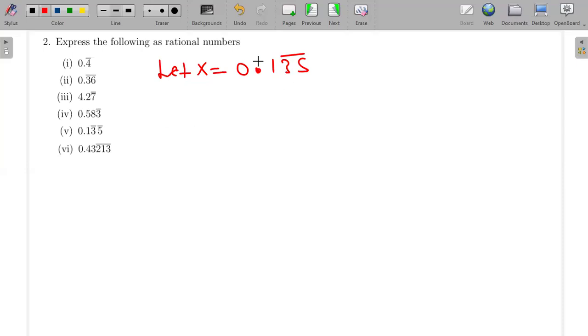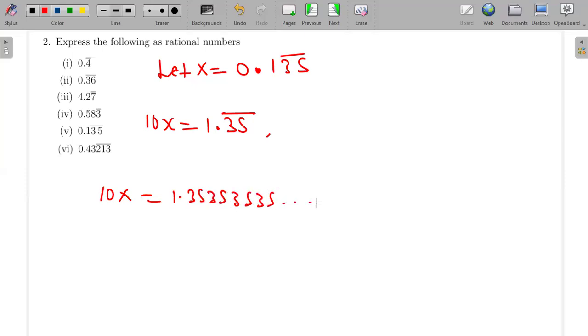So I'm going to move this decimal place 1 time, which is the same as multiplying by 10. So 10x is equal to 1.35 bar. Then from this, I want to move the decimal place 2 times, because the way I've written it, 10x is equal to 1.353535, so the 35 continues to repeat like that.